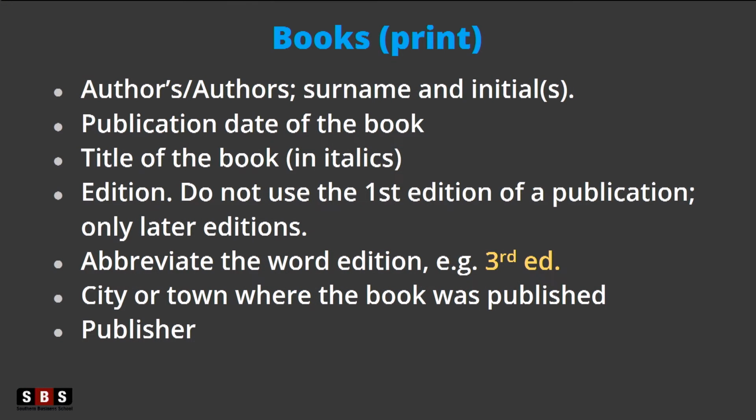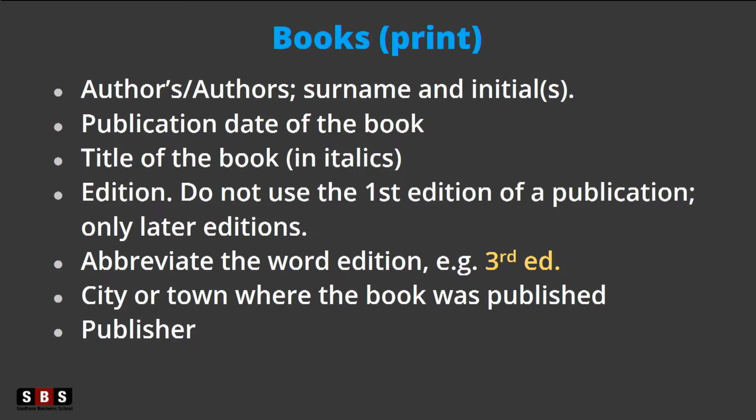Let us look specifically at a source. We're going to look at a book which is printed, a hard copy. So what do you enter? Area 1 is your author, or if you have more than one author, the surnames and initials. That's all. Second area is the publication date of the book, and that is the year in which the book was published. That is followed by area 3, which is your title, printed in italics.